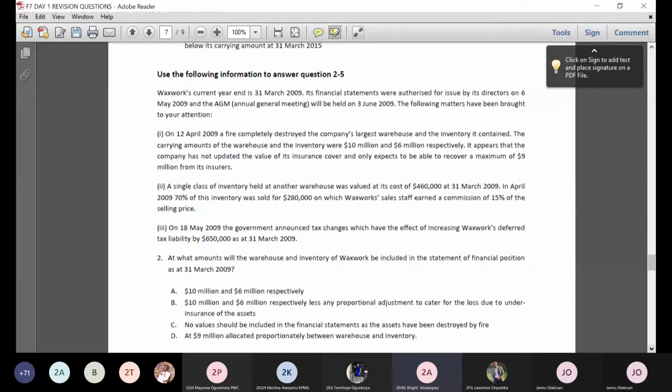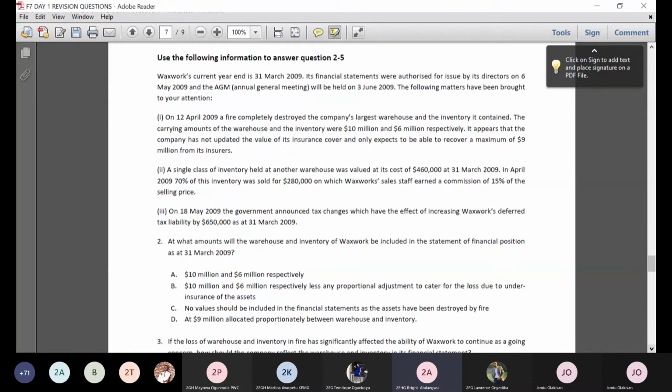Question 2. At what amount will the warehouse and inventory of Waxworks be included in the statement of financial position as at 31st March 2009? A. $10 million and $6 million, respectively. B. $10 million and $6 million, respectively, less any proportional adjustment to cater for the loss due to underinsurance of the assets. C. No value should be included in the financial statements as the assets have been destroyed by fire. D. At $9 million allocated proportionately between warehouse and inventory.